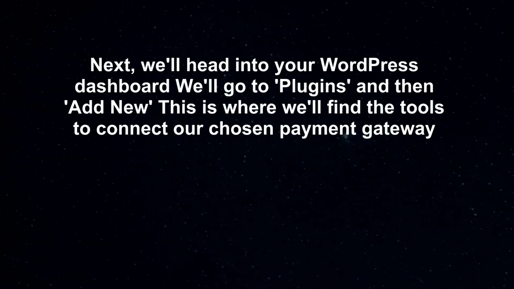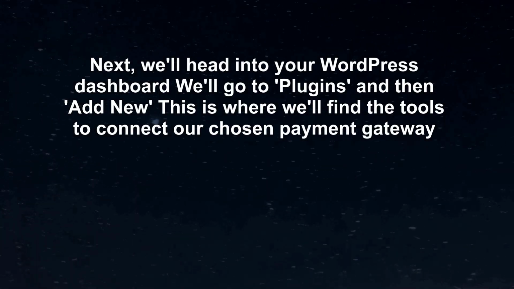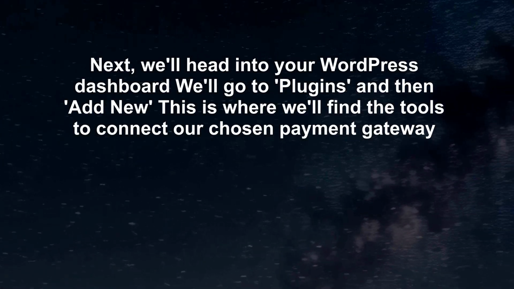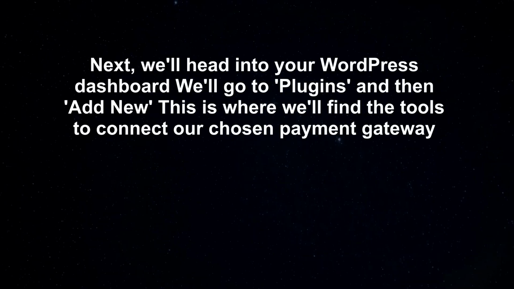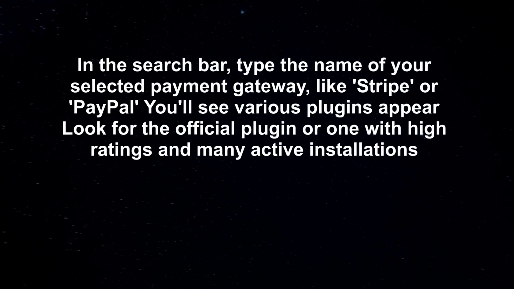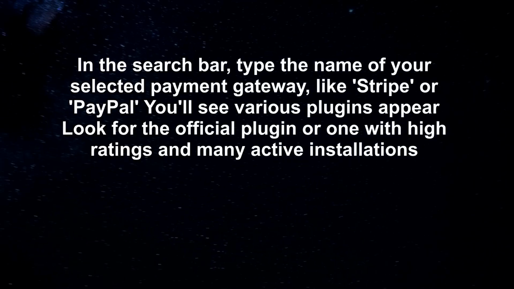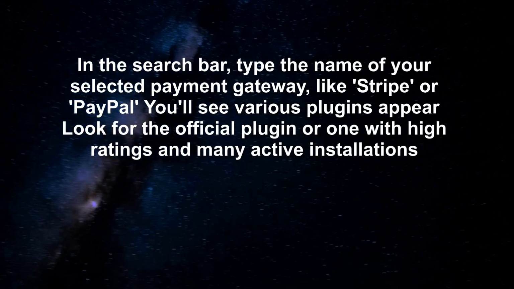Next, we'll head into your WordPress dashboard. We'll go to Plugins, and then Add New. This is where we'll find the tools to connect our chosen payment gateway. In the search bar, type the name of your selected payment gateway, like Stripe or PayPal.